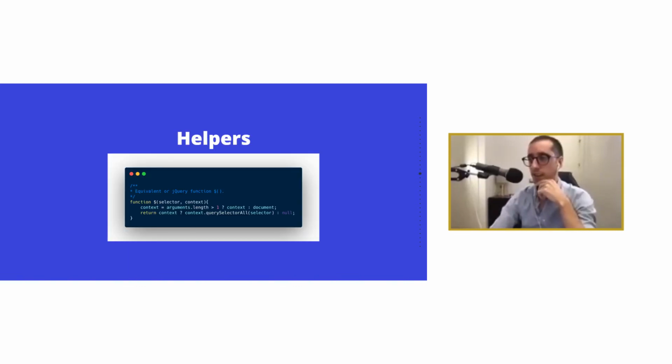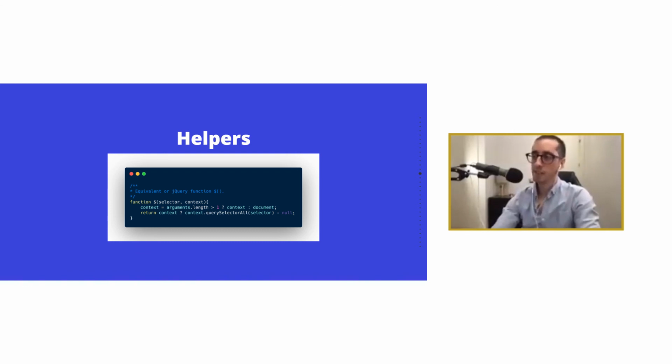Then, just as an example of one of the helpers that I usually use in my projects, instead of having to repeat all the time document.querySelectorAll, I just create this little helper that is kind of similar to the selector function of jQuery. Basically, it takes two arguments. One is the selector and the other one is the context, in case you want to select something inside another element.